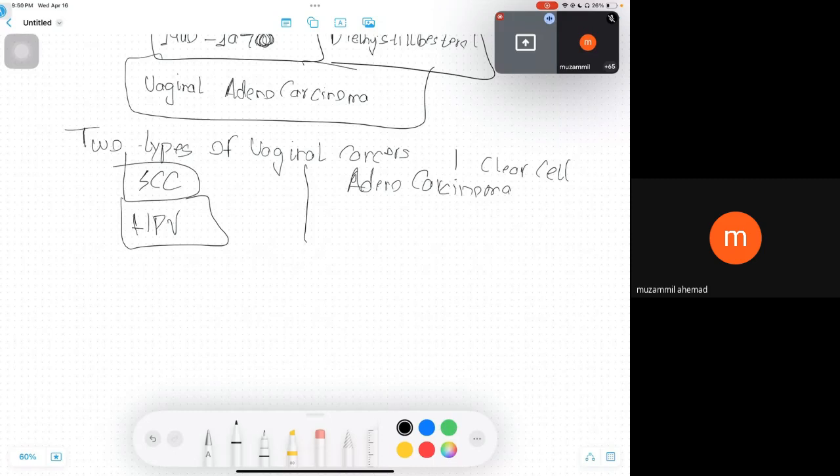But no, you have to see whether it is the squamous cell version or the adenocarcinoma. In the squamous cell version, the histopathology will show keratin pearls, keratinization, all of these things will be present. But in the adenocarcinoma, the cytoplasm will be clear and it will be a clear cell adenocarcinoma that will be caused by diethylstilbestrol. So always check whether it is diethylstilbestrol or HPV that is causing that cancer.